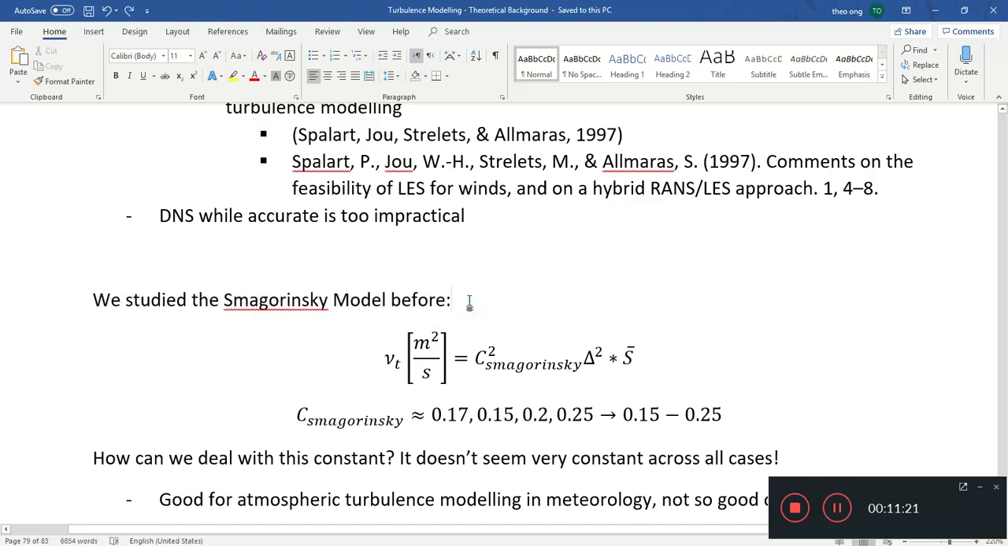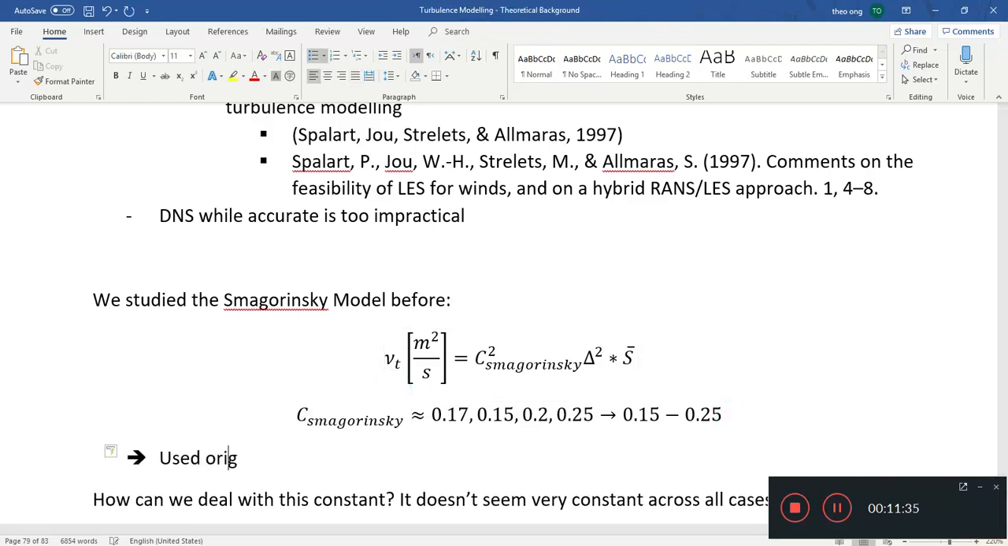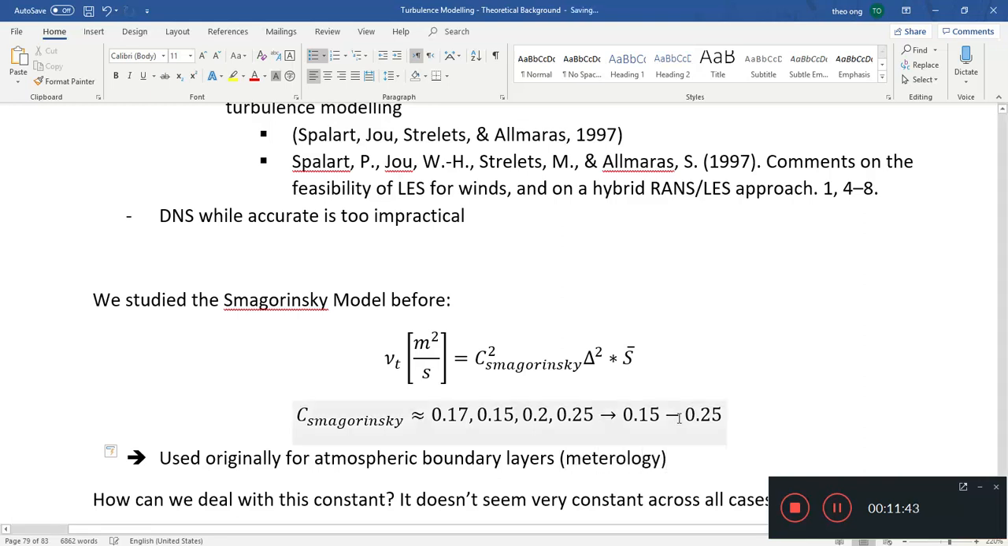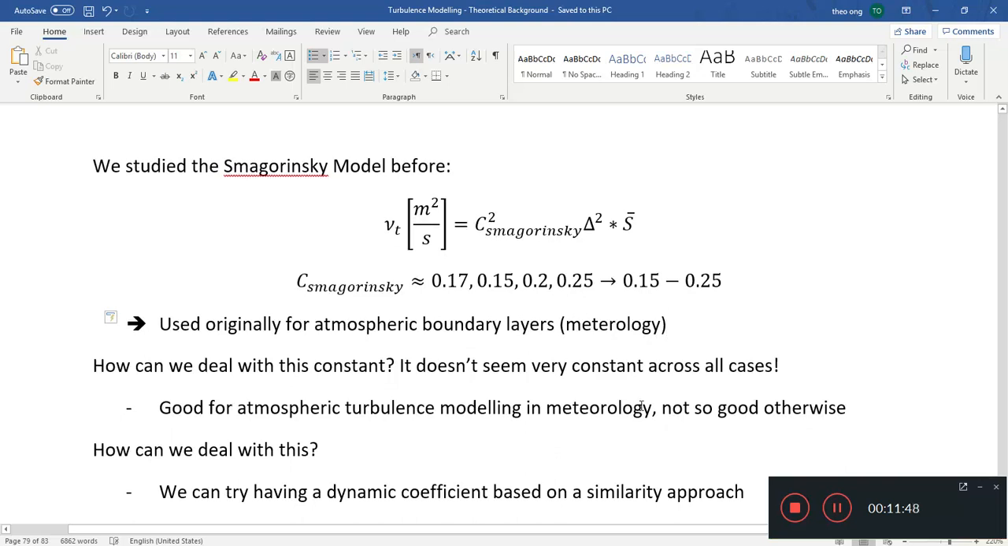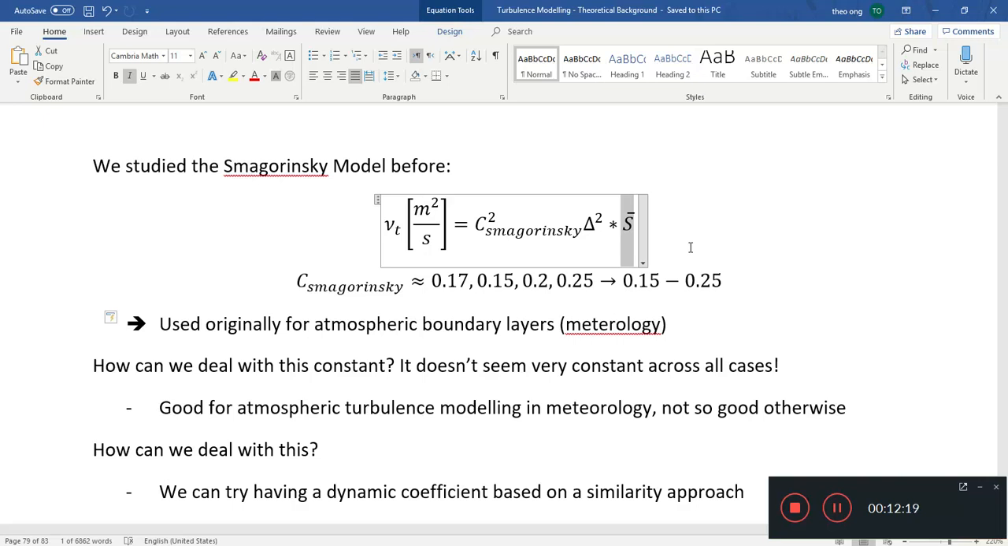We studied the Smagorinsky model before, very briefly, because it's so simple. It's one of the simplest LES models out there, used originally for atmospheric boundary layers, in meteorology. If you want to model flows in the atmosphere, they used this model very early on. The turbulent viscosity is modeled like this: C Smagorinsky squared times delta squared, so C Smagorinsky, CS, times delta is some length scale, and this is some filtered rate of strain. Remember, for Reynolds average Navier Stokes you do a time averaging. Filtering is something slightly different, which I briefly covered in earlier videos where I introduced the basic Smagorinsky model.